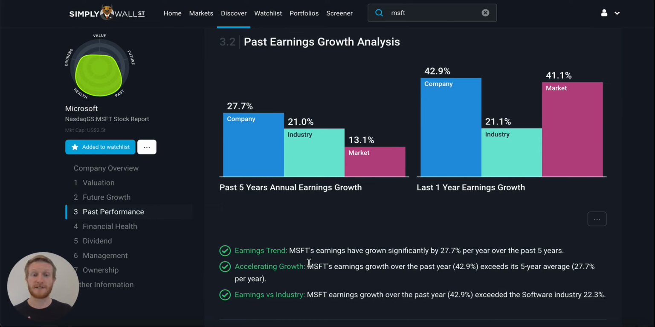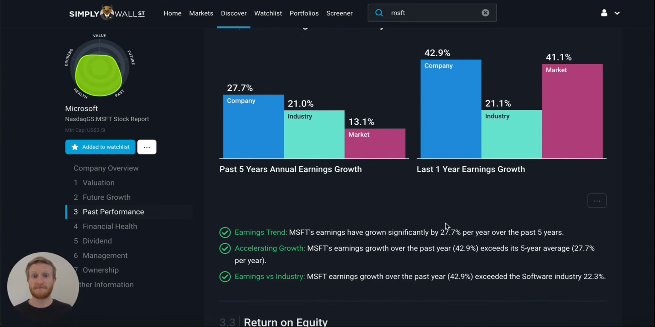And in this case, the business also passes that check. It's had 43% earnings growth over the past year compared to annual earnings growth of 27% per year over the last 5 years. So that tells you that recent developments have been really good and the business has been performing really well. So it's actually even better than its long-term average.